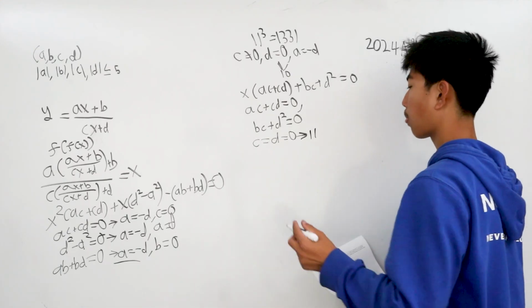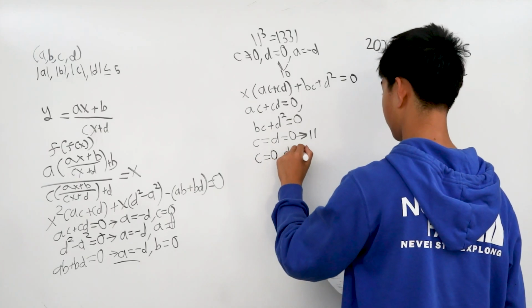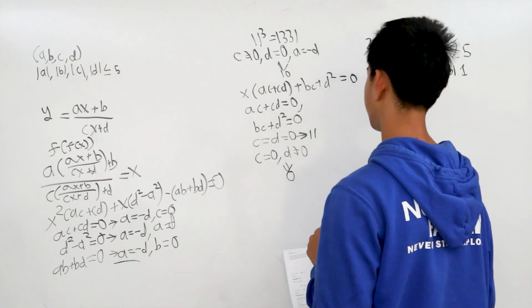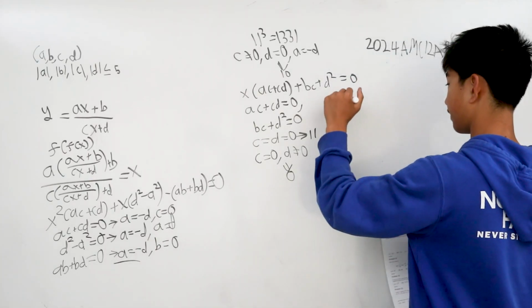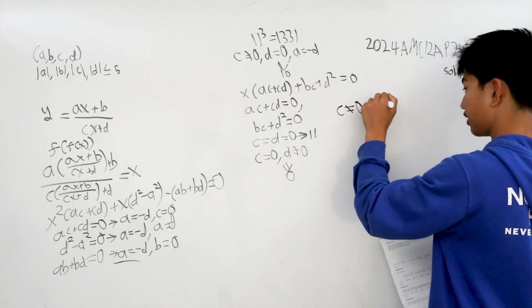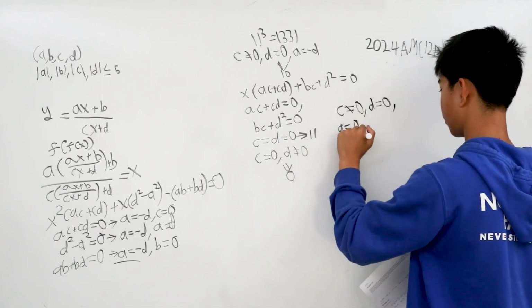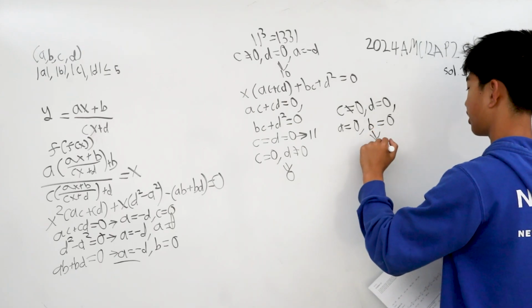If c is 0 and d is not 0, then we don't subtract any cases. So we're good on this one. However, if c is not equal to 0, yet d is 0, then that means a has to be 0 and b also has to be 0. We subtract 10 cases.